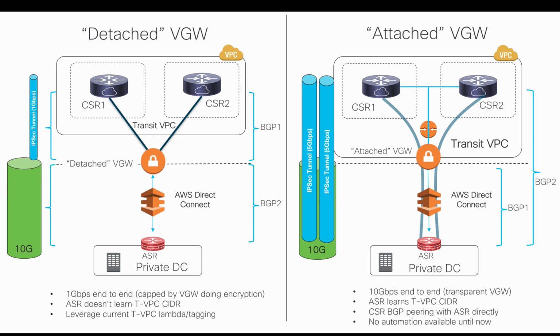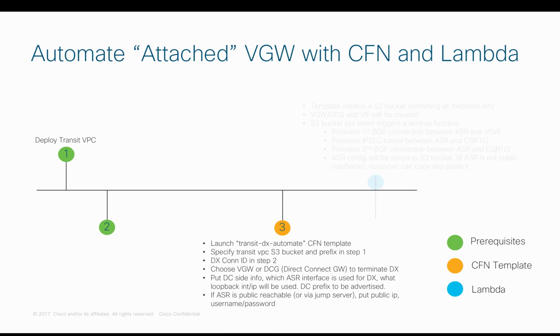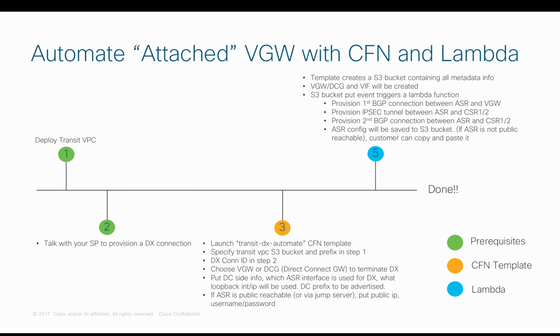So let's take a look at what the automation for attached VGW is. First, you have to deploy a transit VPC, which means you have to have a transit VPC running. Then you have to talk to your service provider to provision your Direct Connect connection, so you will know what your Direct Connect connection ID is.